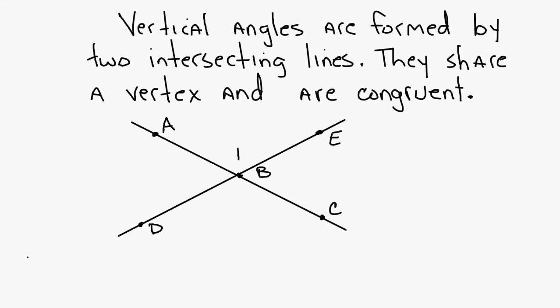This angle right here, angle 1 and angle 2, those are vertical angles. What's another name for angle 1? Angle ABE and angle DBC are vertical angles. They both share B as a vertex. Okay, they're opposite of each other, and they're also congruent to each other. What's the other pair of vertical angles in this picture? ABD and CBE.